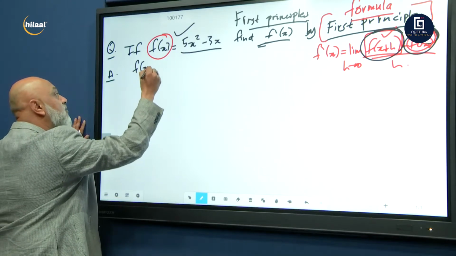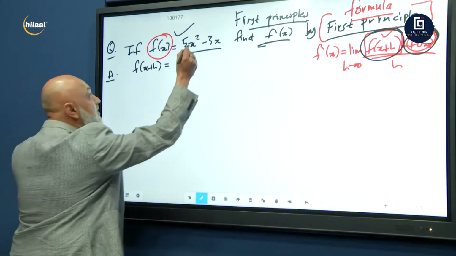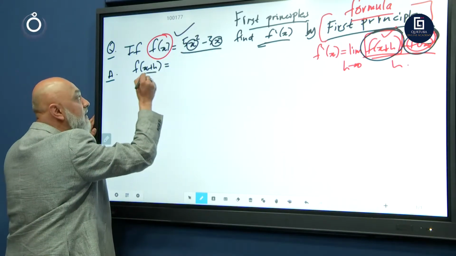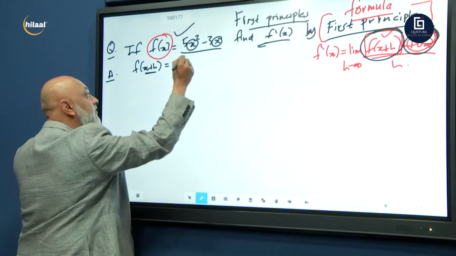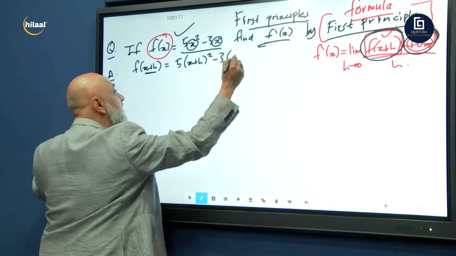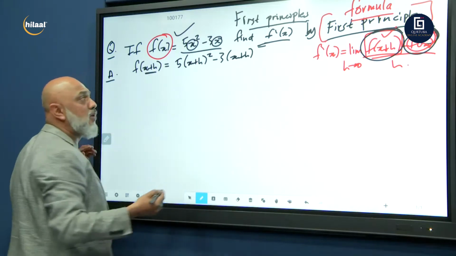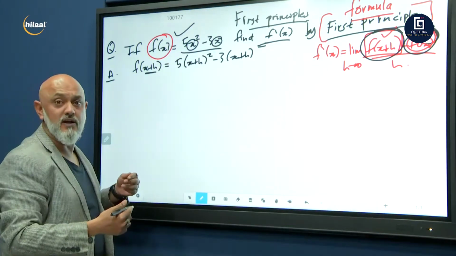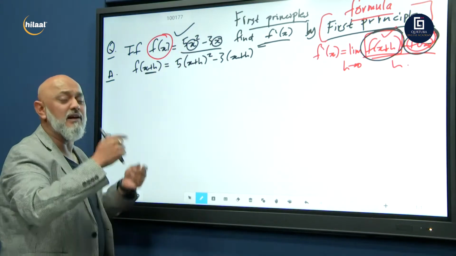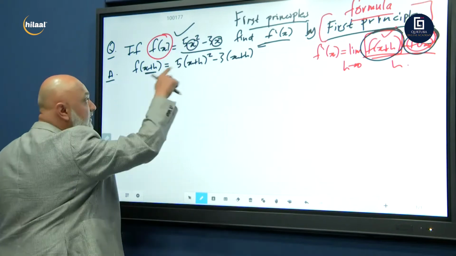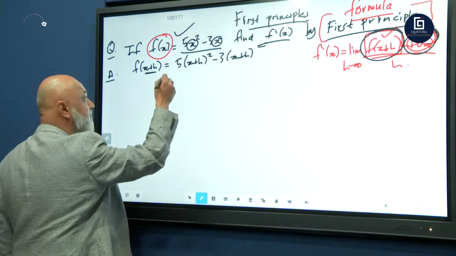So f of x plus h is equal to, for every x, what must I put? x plus h. So we get 5 into x plus h squared minus 3 into x plus h. I'll tell you why: because it will help you copy and paste it into your formula. The minute you go into your formula, you might run the risk of getting the algebra wrong. So this is step number one.